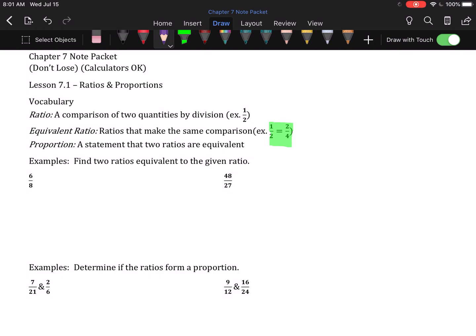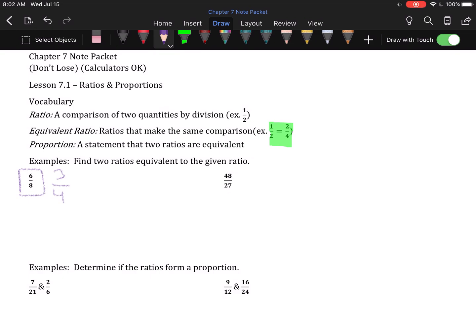Find two ratios equivalent to the given ratio. Okay, so they gave me 6/8. You should immediately say, can I reduce it? And the answer here is yes. That is 3/4. So 3/4 is one equivalent ratio. We need another one. Well, anything that's equivalent to 6/8 will be equivalent to 3/4.